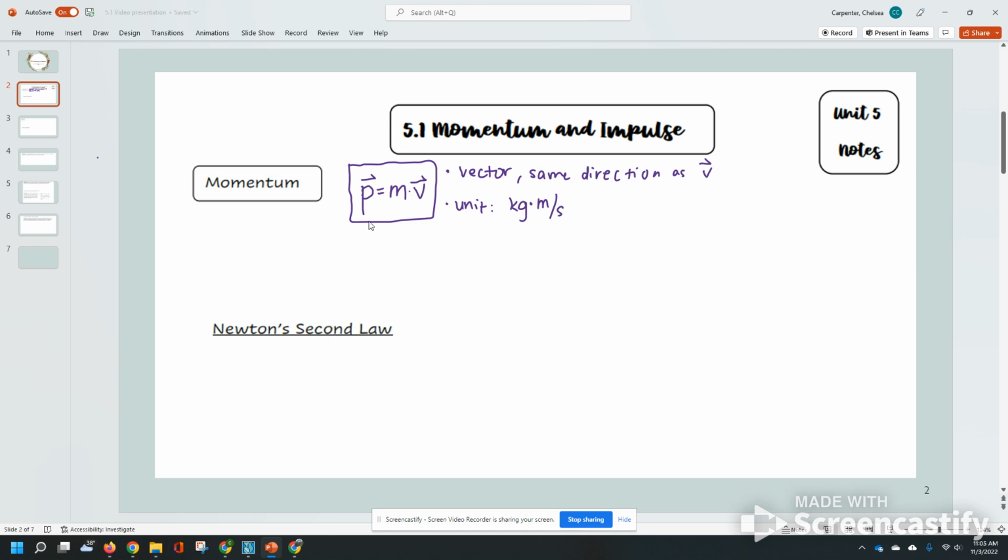Okay. To change the momentum of something, we have to change the velocity. So to change the velocity of something, there needs to be some sort of force. Okay. So force is required to change momentum.